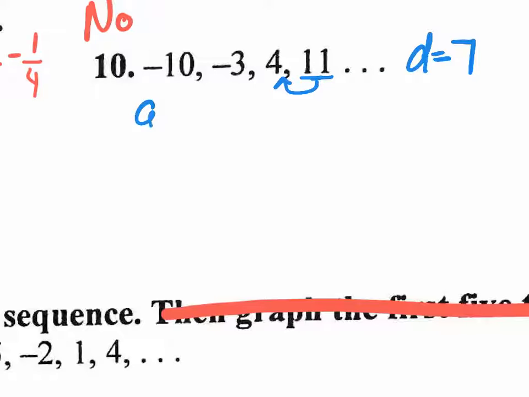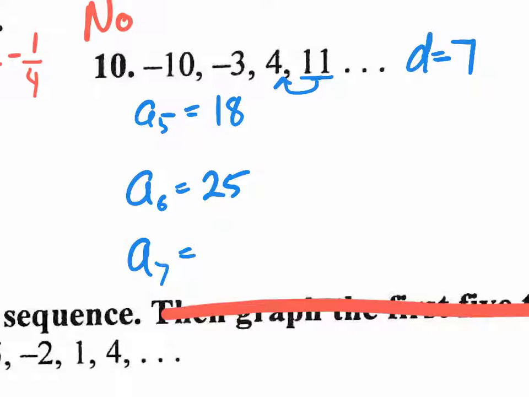So we again want the 5th term, a sub 5, a sub 6, and a sub 7. So the 5th term, if I add 7, that'll be 18. And 18, if I add 7, will be 25. And 25, if I add 7, will be 32.